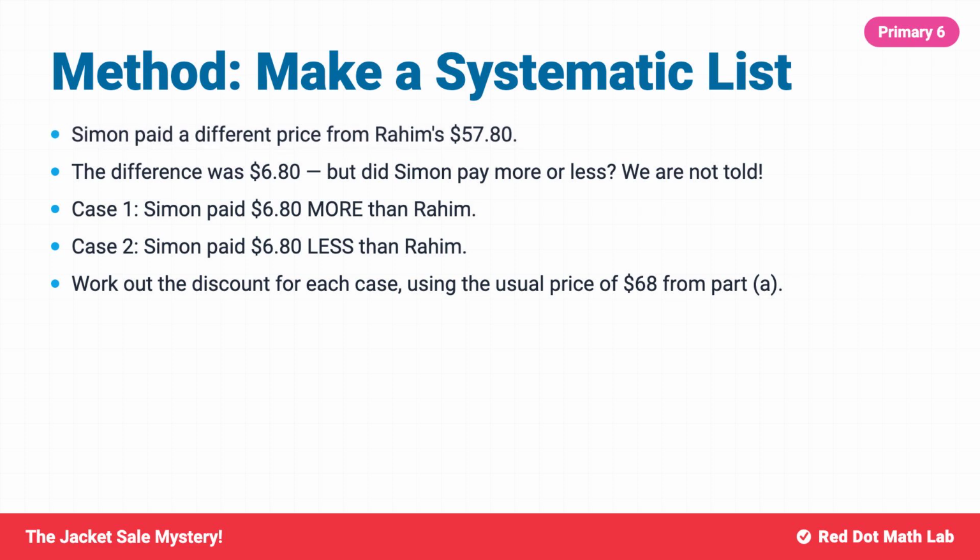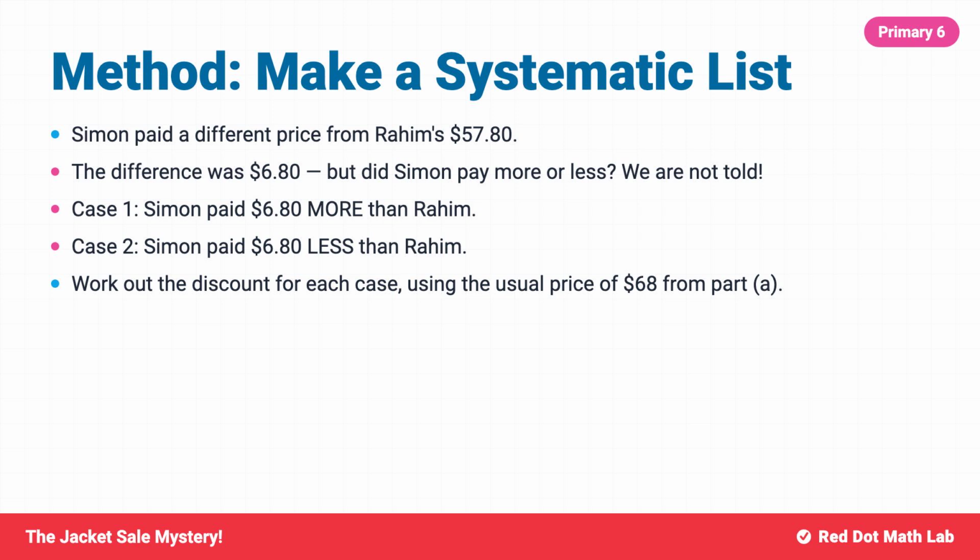Simon paid a different price from Rahim's $57.80. The difference was $6.80. But wait, do we know whether Simon paid more or paid less? We don't. The question does not tell us. That is exactly why there are two possible answers. Case 1. Simon paid $6.80 more than Rahim. Case 2. Simon paid $6.80 less than Rahim.